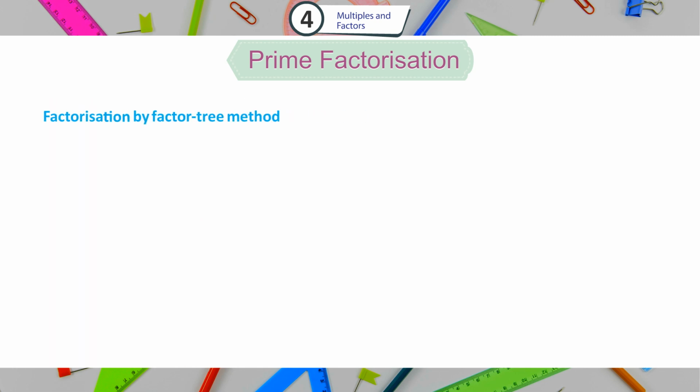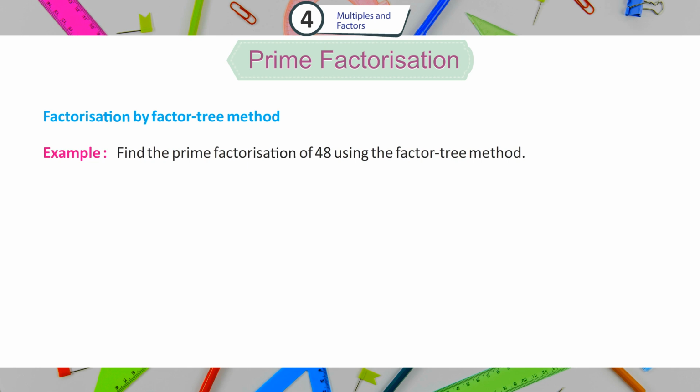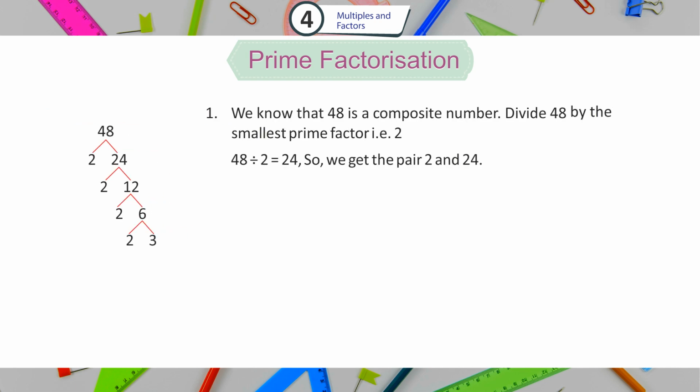Factorization by factor tree method. Example: find the prime factorization of 48 using the factor tree method. Solution. Steps. 1. We know that 48 is a composite number. Divide 48 by the smallest prime factor, that is 2. 48 divided by 2 is equal to 24. So we get the pair 2 and 24.